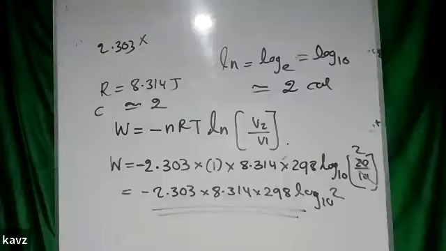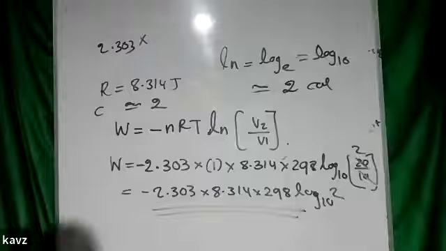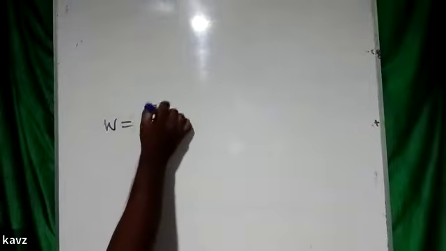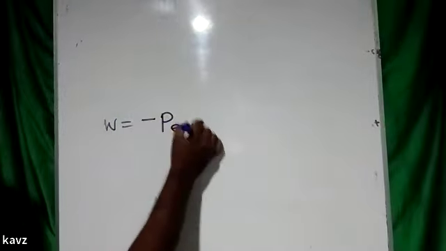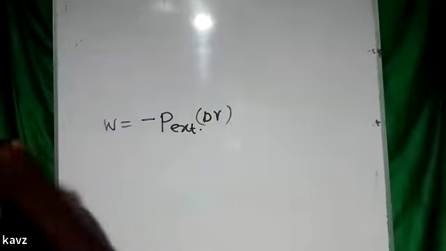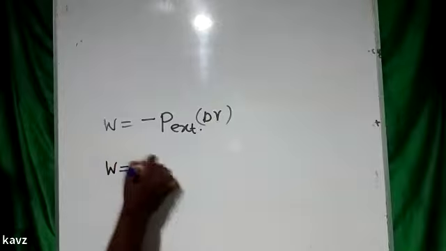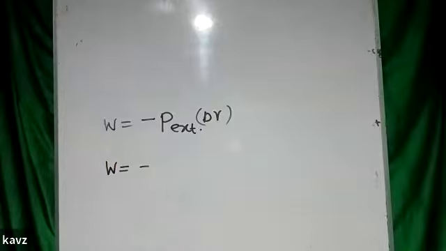Next one. 2 liters of a gas is expanded against an external pressure of 2 atm up to 12 liters. Then calculate the work done in joules. So there is no mention of reversible, so you can use the normal equation, the expansion work. So work is negative P external times delta V.